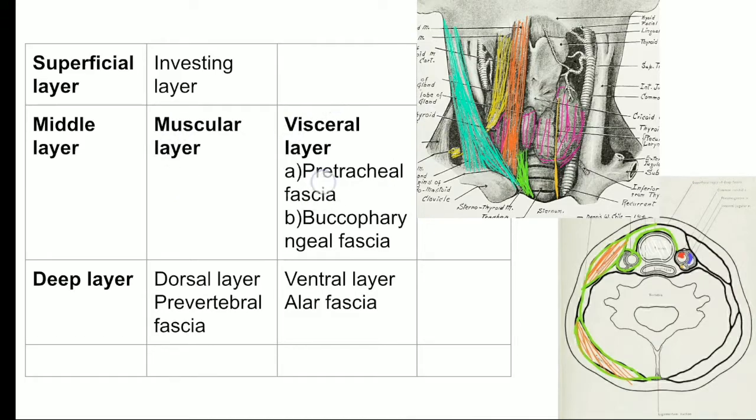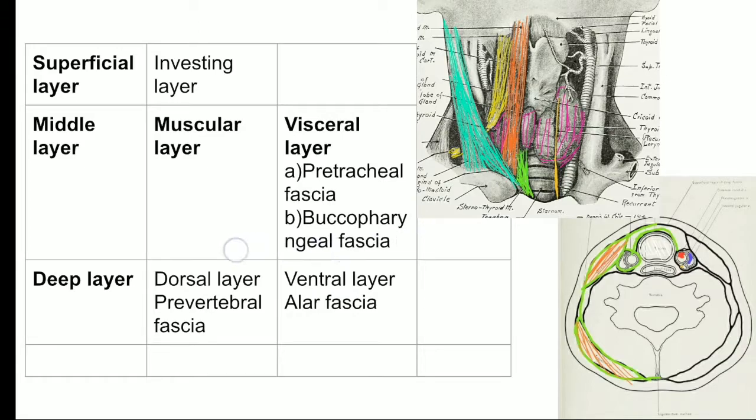The second part of it is the visceral layer, which encloses all the important viscera of the neck. Now, this has been further categorized as the pretracheal fascia and the buccopharyngeal fascia. So the pretracheal fascia encloses the larynx, the trachea, the thyroid gland, and posteriorly continues as the buccopharyngeal fascia, which encloses the buccinator and the posterior wall of the pharynx.